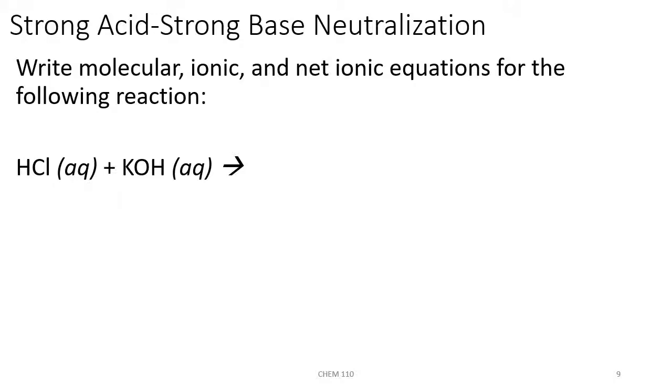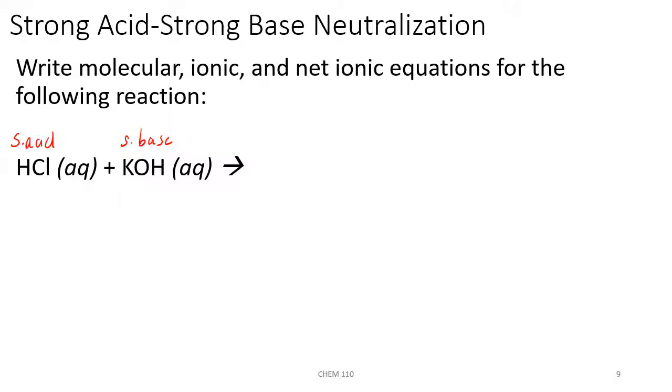Write the molecular, ionic, and net ionic equations for the following reaction. We have HCl, which is hydrochloric acid, plus KOH, which is potassium hydroxide. Hydrochloric acid is a strong acid. It's on our list of 7 strong acids. Potassium hydroxide is a strong base. We have a group 1A metal hydroxide.